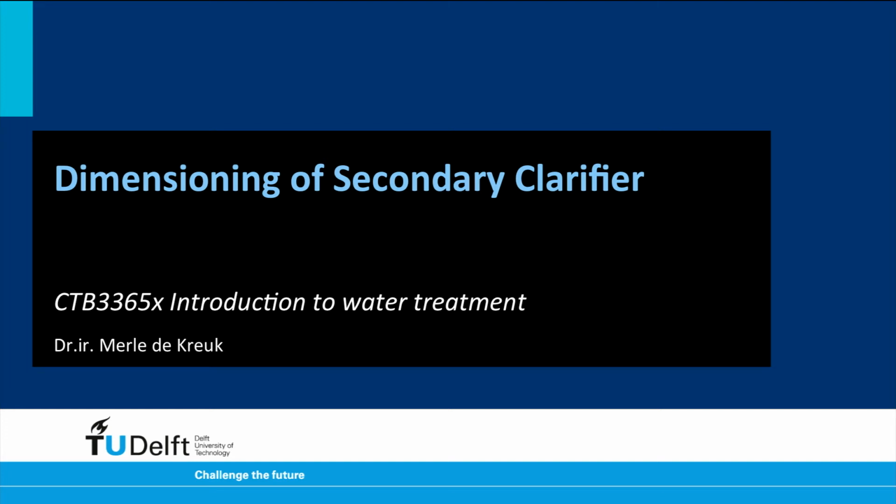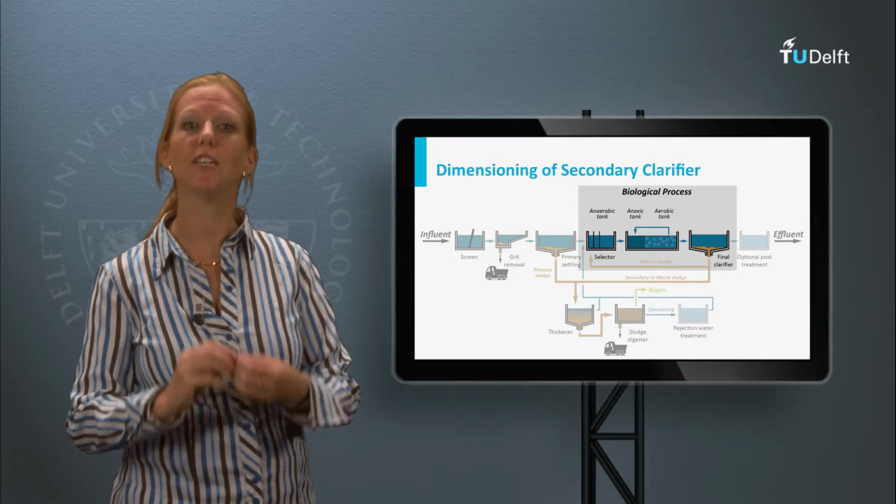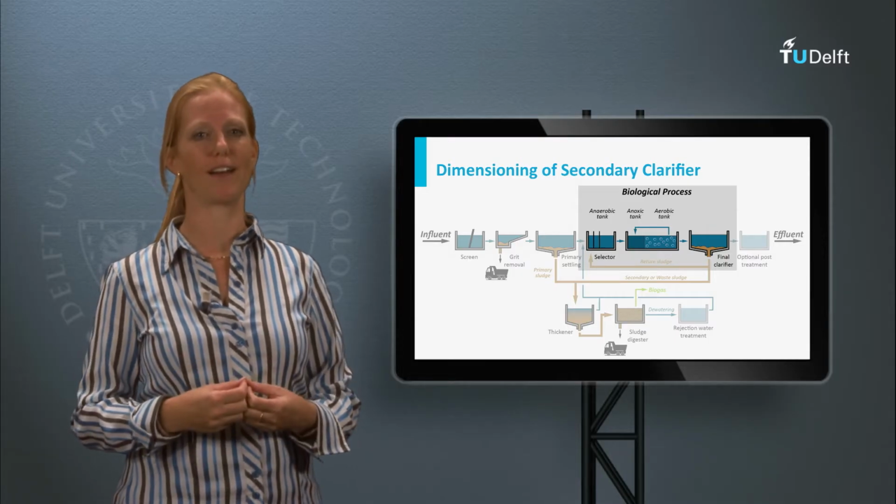Today we will tackle the third unit of the biological part of the sewage treatment plant. You learned the dimensioning of an aeration tank, the flow and concentration of the return sludge, and we will continue with sizing the final clarifier.